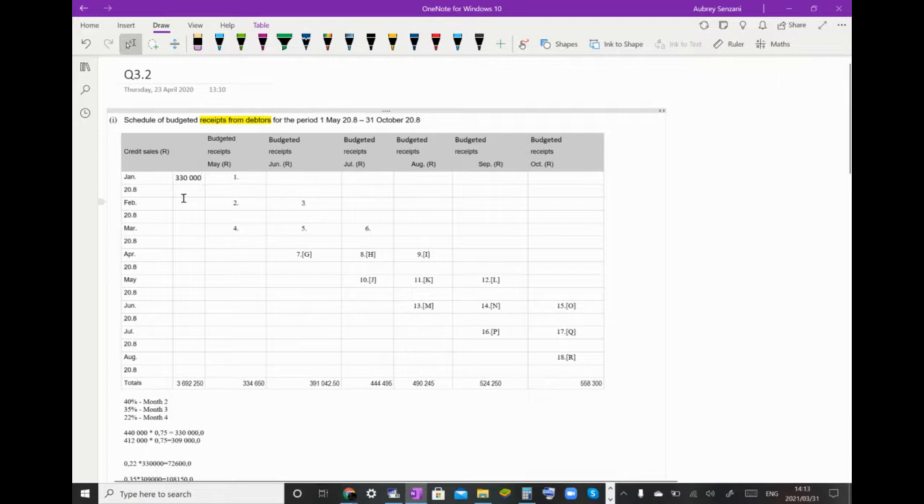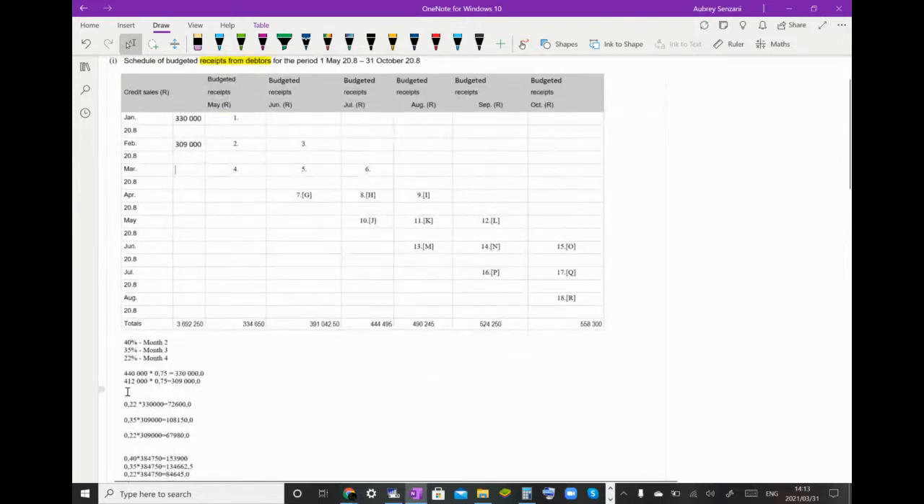Then we go to February, and in February the total sales we had was this 412. Times 75%, we then obviously get this 309,000. Go to March. In March, how much did we have? So we pretty much do the same thing.